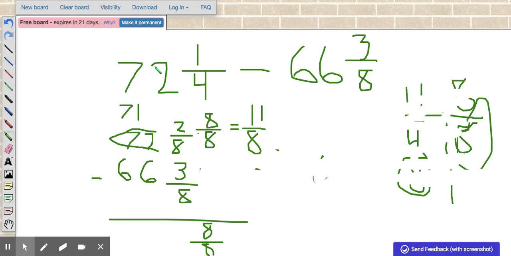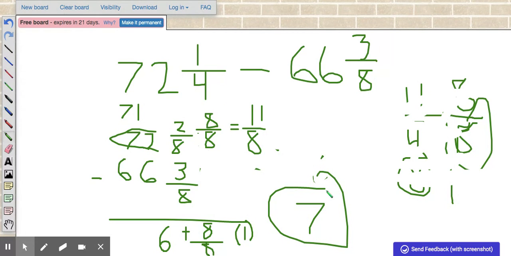Then I'm going to do 72 minus 66, which I know is going to be 6. And I have 6 and 8/8. Well, I know if I have a whole number, a numerator and a denominator that are the same, that's the same as 1. So my answer for this problem is just 7. And if I go back to the original problem, I would say it would be $7 technically.